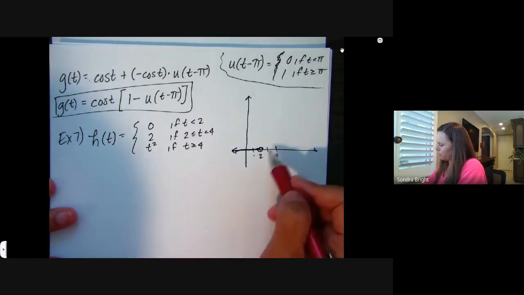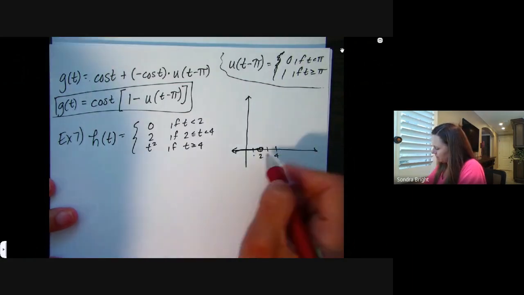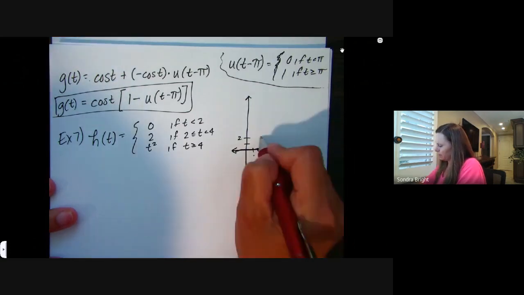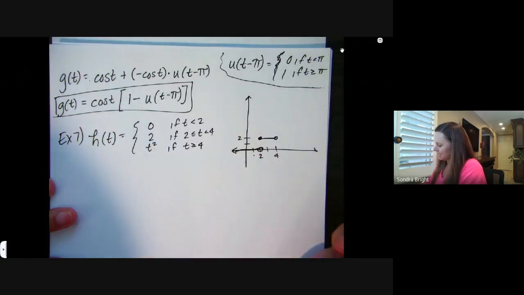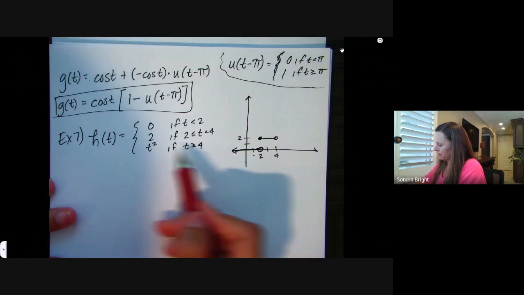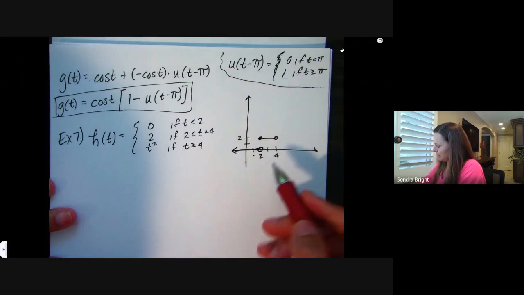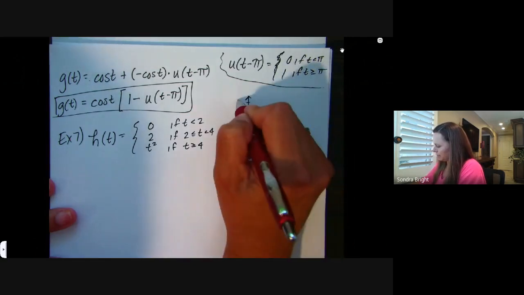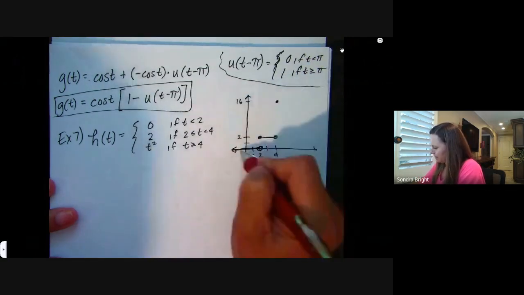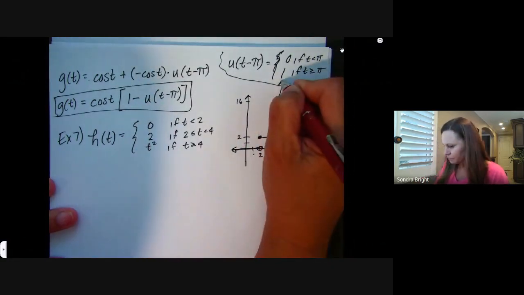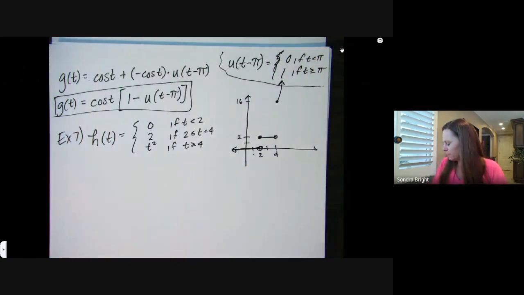Between 2 and 4, your h of t is 2. So closed dot here, open on 4, connecting a straight line. And then it's t squared for t greater than or equal to 4. That means I need to go all the way up to 16. So that's 16. This would be a closed dot, and obviously t squared is a parabola, so it curves up and keeps on going like that. All right, so there's your sketch of this piecewise function.